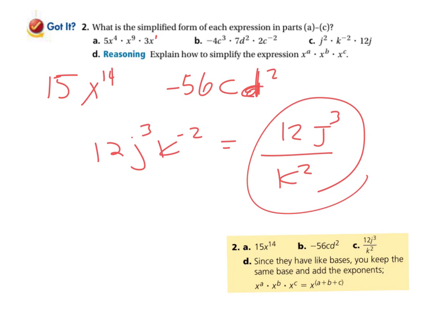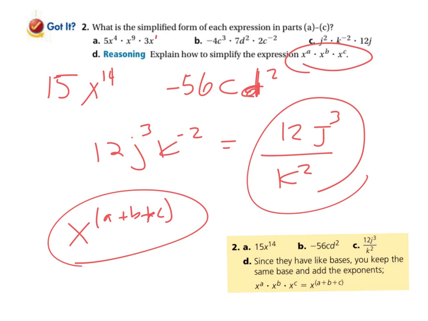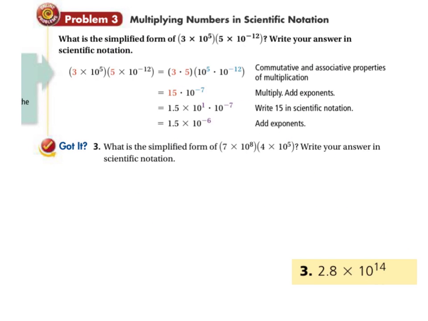And then D, explain how to simplify this expression. Well, essentially, you're going to add up all the exponents. So it's x to the a plus b plus c, whatever a, b, and c happen to be. Now in the last section we did scientific notation, so guess what? We can use those rules here.